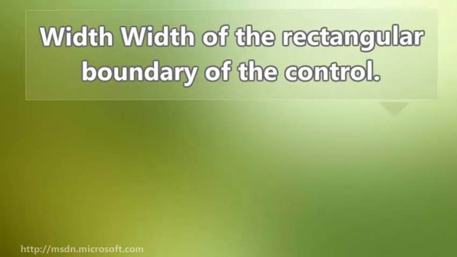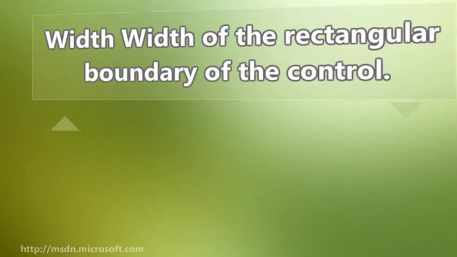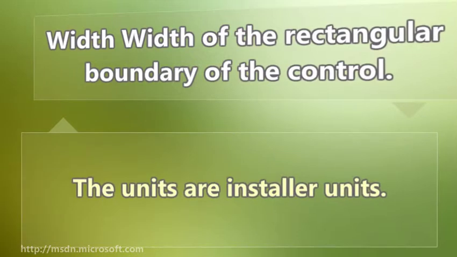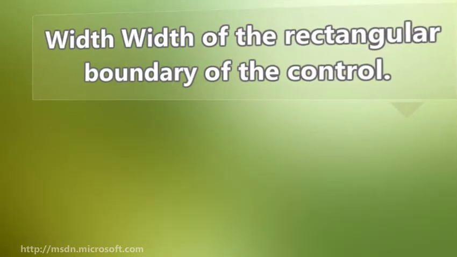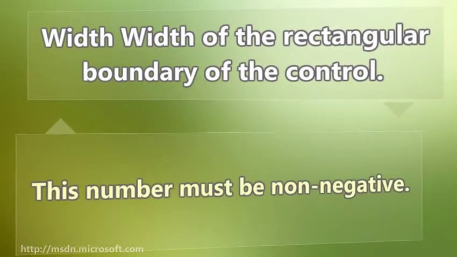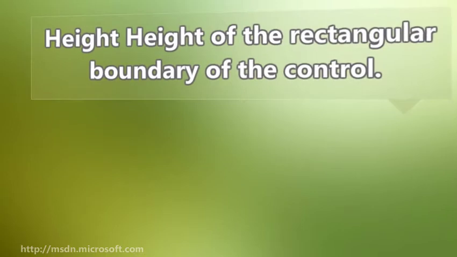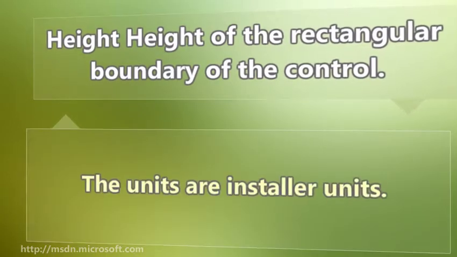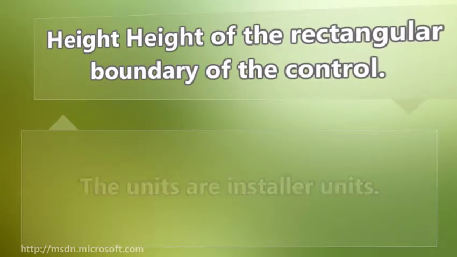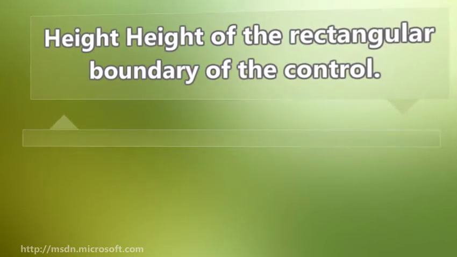Width: width of the rectangular boundary of the control. The units are installer units. This number must be non-negative. Height: height of the rectangular boundary of the control. The units are installer units. This number must be non-negative.